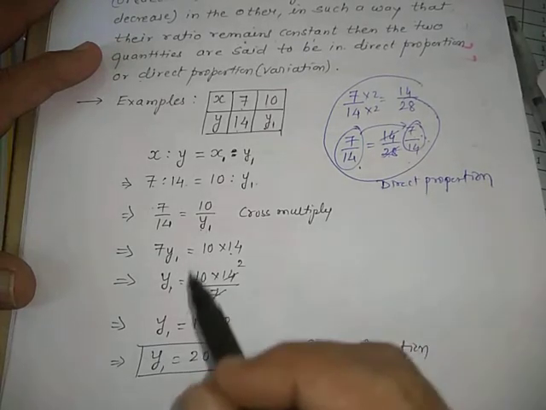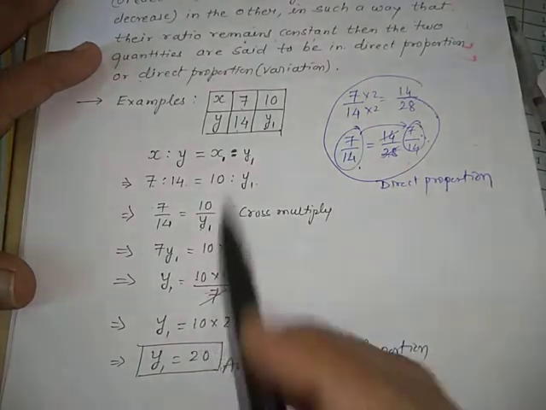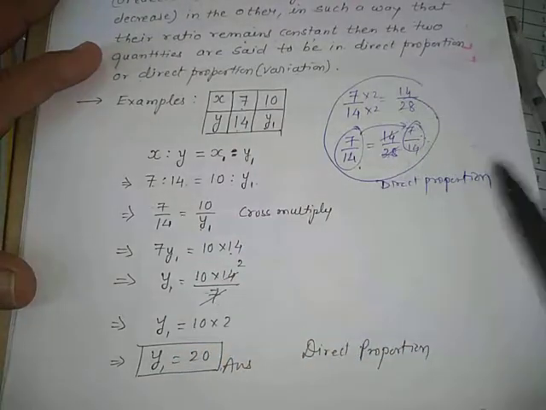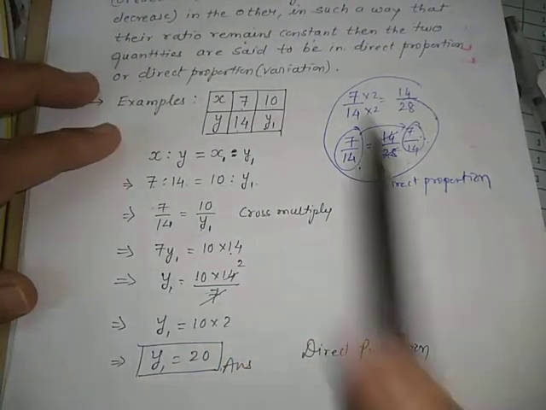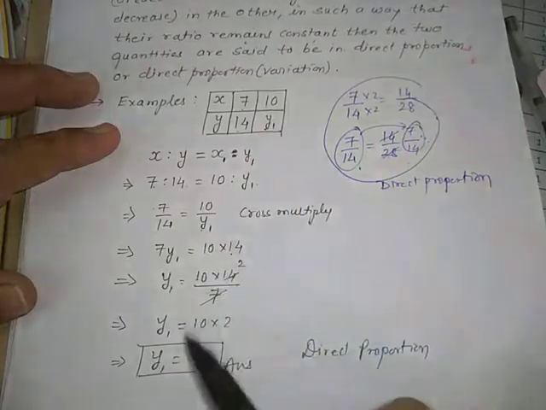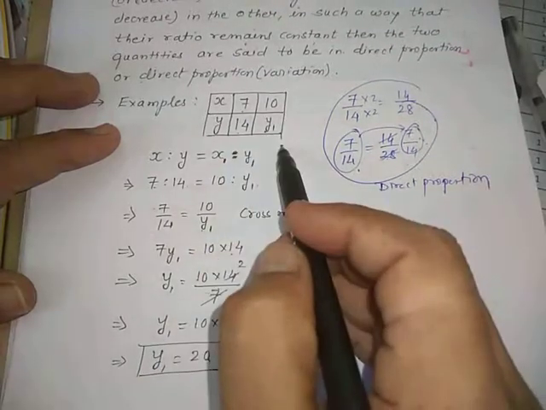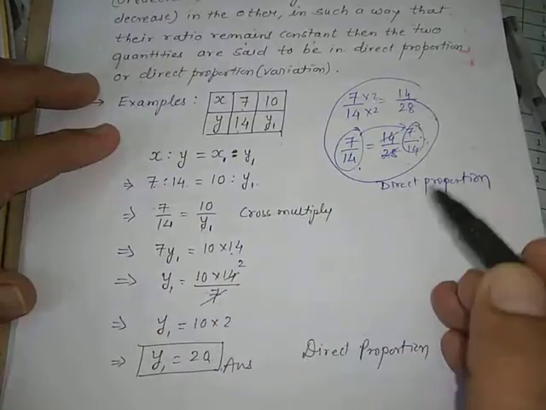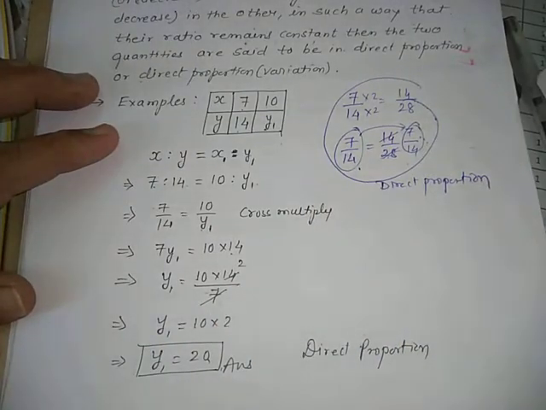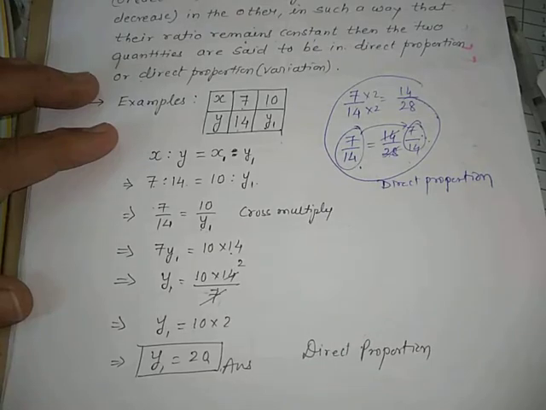So there is a direct effect on the other. If this one is increasing, the other one will also be more. 7 became 10, so 14 will become 20. Okay, if this becomes 28, will the other also increase? Will it increase or not? So obviously, if one is increasing, the other will also increase.